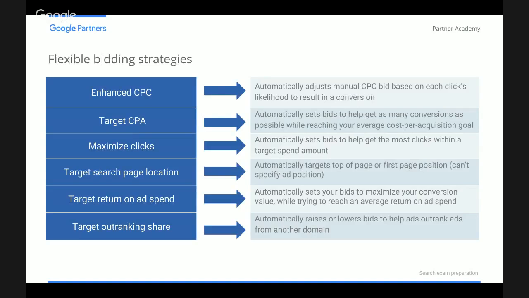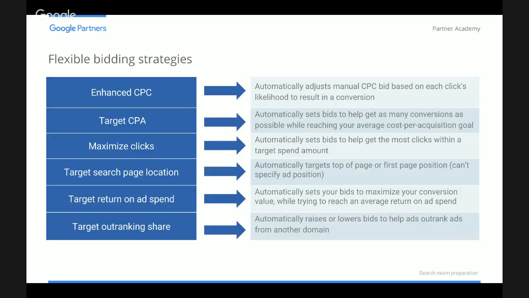Here's a small look at them again. We have enhanced CPC, which is the enhanced cost per click, basically based on your conversion tracking data. The system will try to get you as many clicks as possible. Then we have target cost per acquisition. Basically, the system will set bids to help get as many conversions as possible while reaching your average cost per acquisition goal. Then we have maximize clicks. As discussed, the system will try to get you as many clicks as possible. Next up is target search page location, wherein the system will try to place your ad on the top of the page as often as possible.